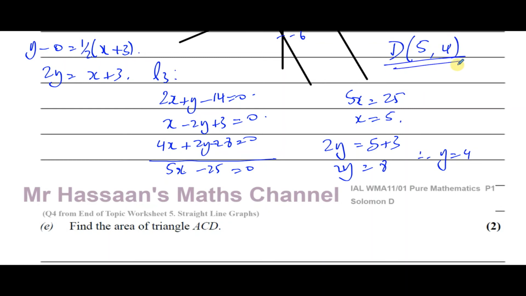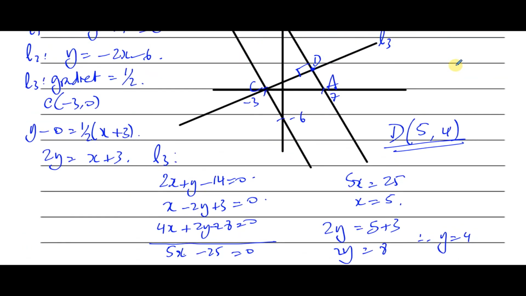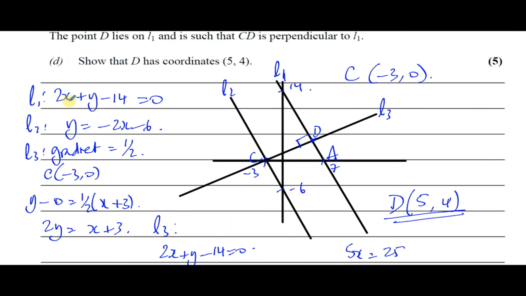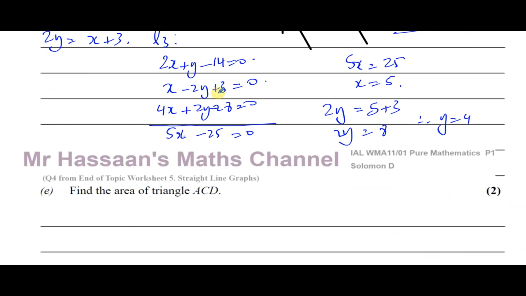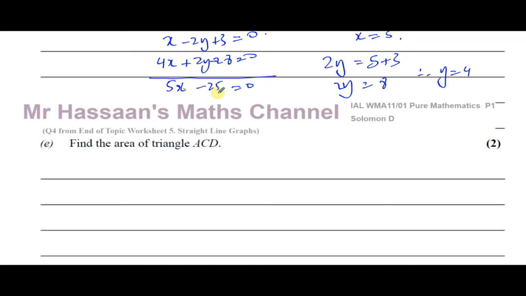So we found the equation of line 3, and we solved it simultaneously with line 1, which was given to us in the question. So that was how we did part D. And then it says part E, find the area of the triangle ACD. So this is where having a diagram really helps.